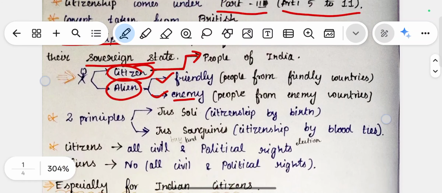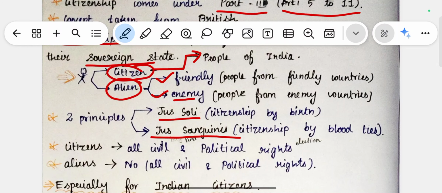There are two principles in this: jus soli and jus sanguinis. One is citizenship by birth, which is Indian citizenship due to birth. The other is citizenship by blood ties, which means a person is present in some other country, but their parents or grandparents were born and got citizenship in India, so the person also gets citizenship.